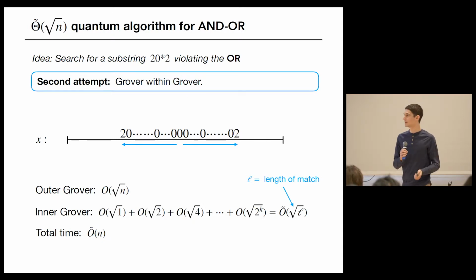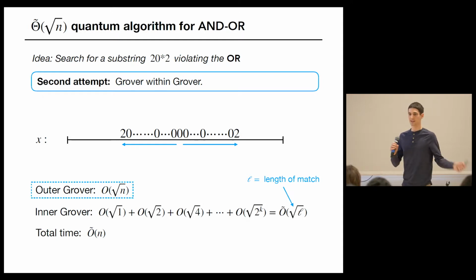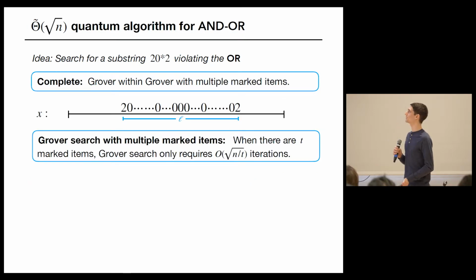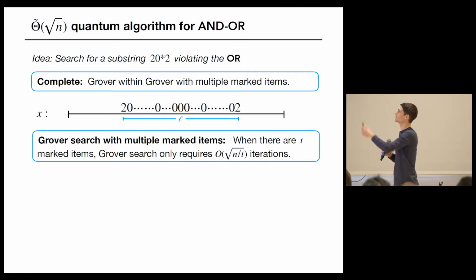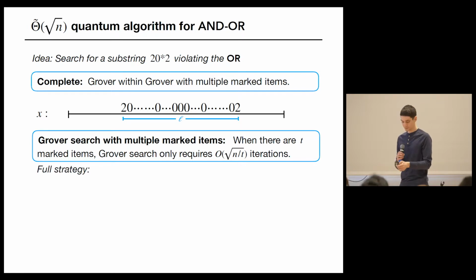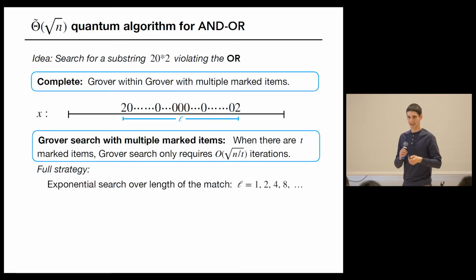And so what's really the problem here? The problem is that this outer Grover, which takes square root n, is taking all my time already, right? But now we can appeal to a very nice fact about Grover's algorithm, that it's faster when you have multiple marked items. So we're searching for a 0 in between two 2s, but if the match is length L, then there are L many zeros that we can possibly hit. So the intuition is that when there are t marked items, the Grover search is only going to require square root n over t iterations. So then the full strategy is now the following. You take an exponential search over the length of the possible match that you might find, right?